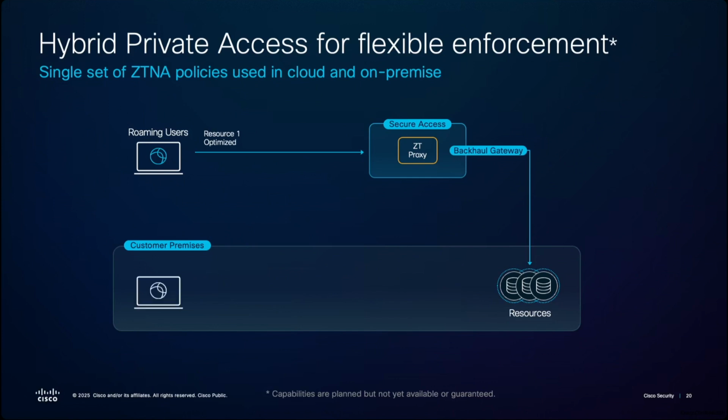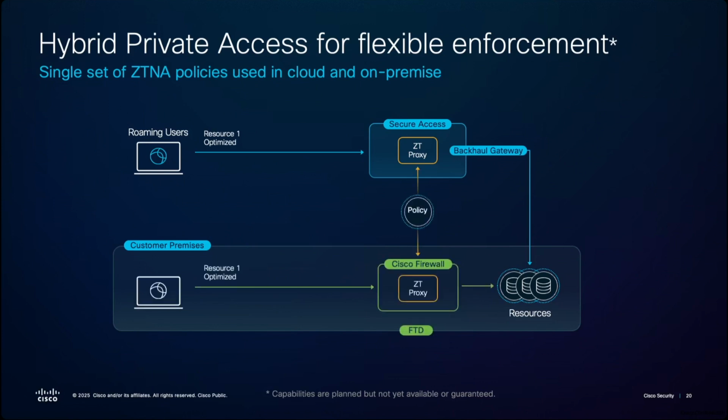Now let's take an example. If we have a user who is in the office or in the data center near the customer premises, and they would like access to those resources, this is the situation where we want to avoid that cloud hairpin and provide optimal enforcement. So this is where, firstly, the enforcement on Cisco Firewall comes into play.